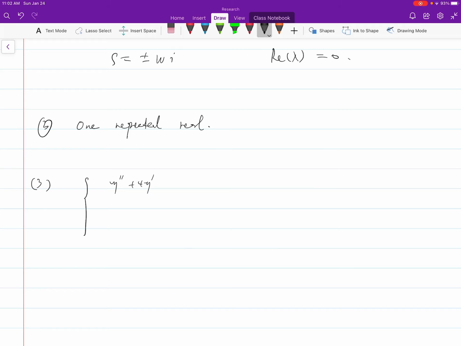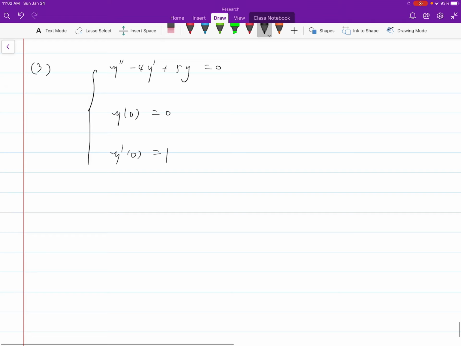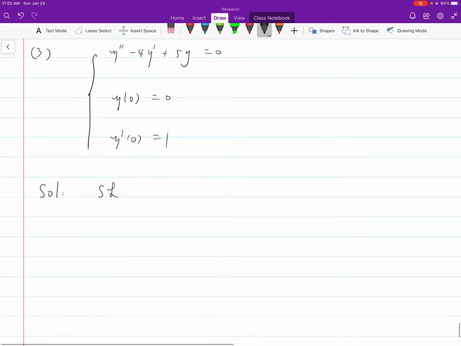y double prime minus 4y prime plus 5y equals 0, with y(0) equals 0 and y prime(0) equals 1. Before we do anything, we're going to have something divided by s squared minus 4s plus 5. As we talked about before, this is going to be the characteristic equation on the bottom.